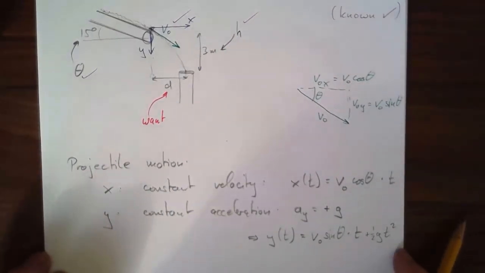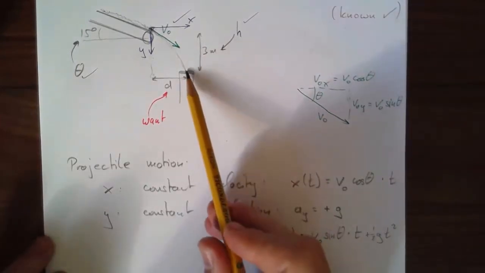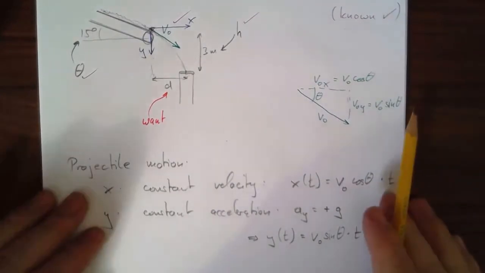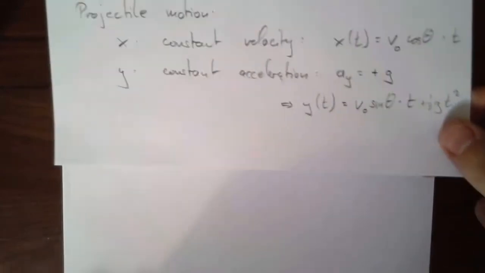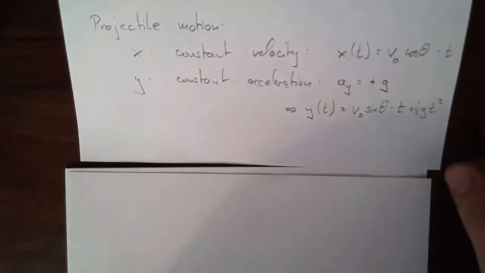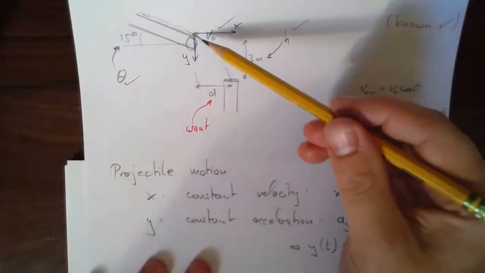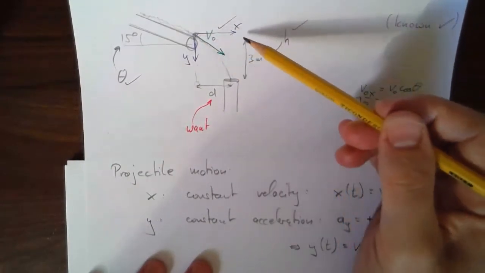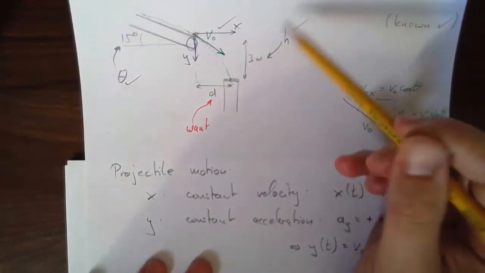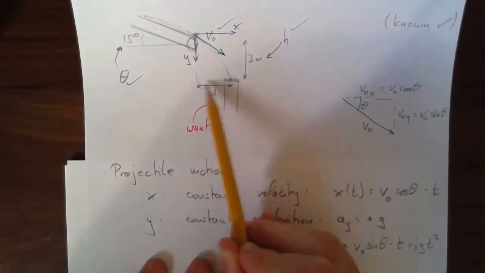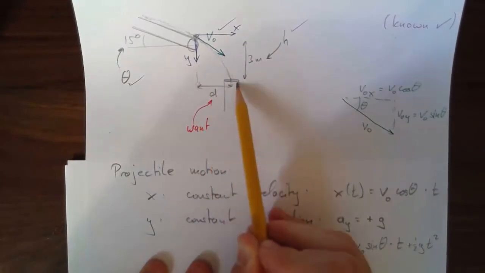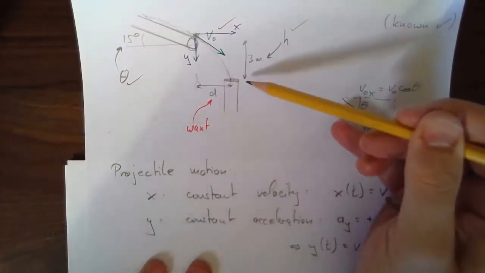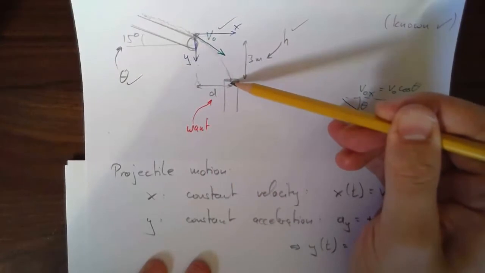Okay. So now what we want is we want to hit the pipe. So how can I express that mathematically? Well, what I can do is I can say when the sand has fallen by 3 meters, what is its x position? Right? What is its position in the x direction when it has fallen 3 meters? Because that's where I'm going to put the pipe.